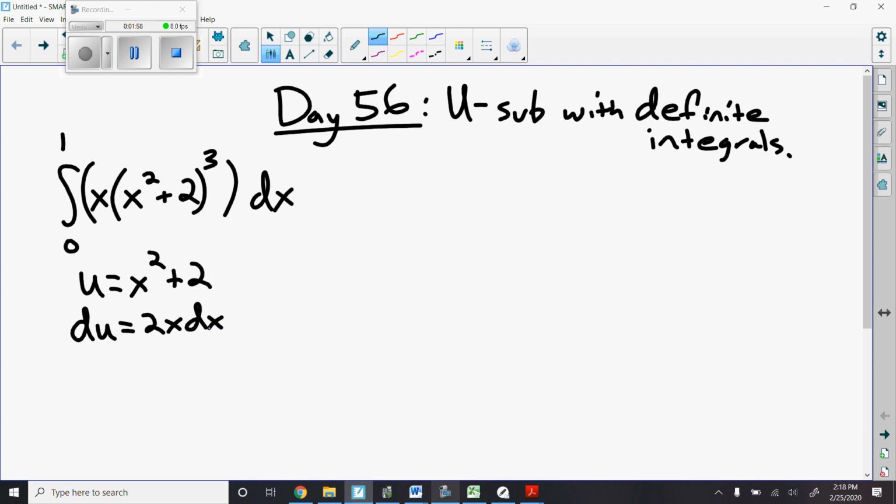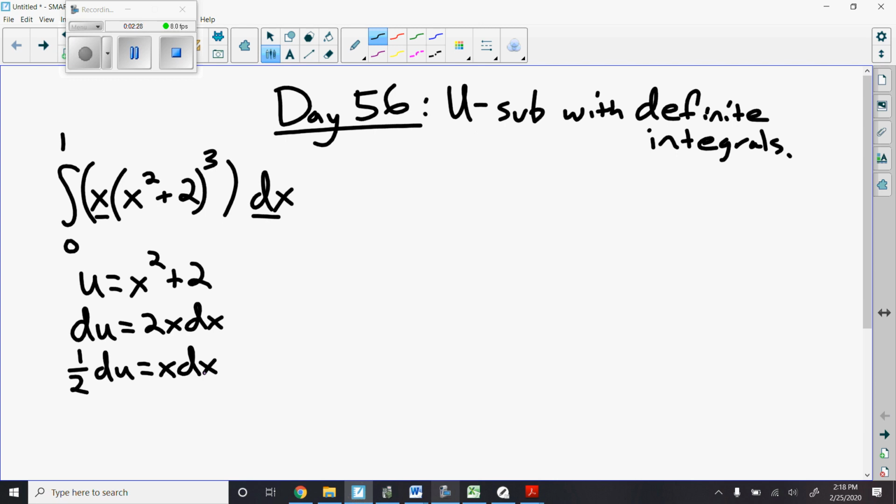Now 2x dx is not in my integral here, but I do have x dx. So I want to make an adjustment to my du by multiplying both sides by a half. And it's just like what you did yesterday on your homework. The only difference comes in our setup now. I'm going to start setting it up the same. I'm going to put my half out front.